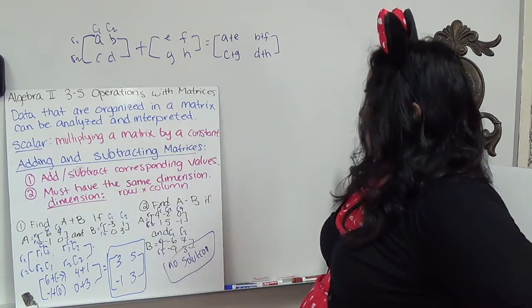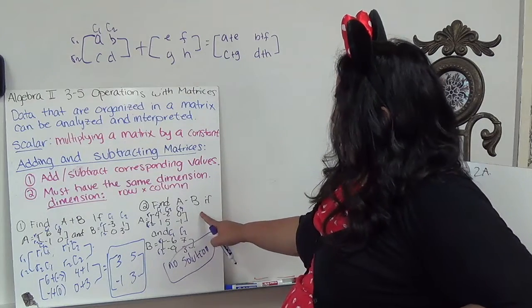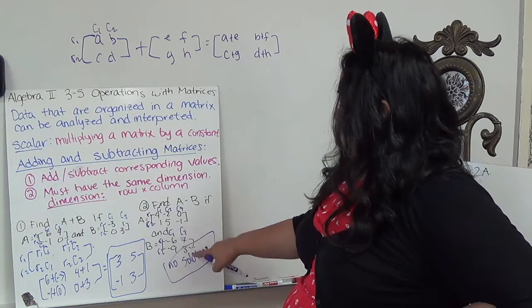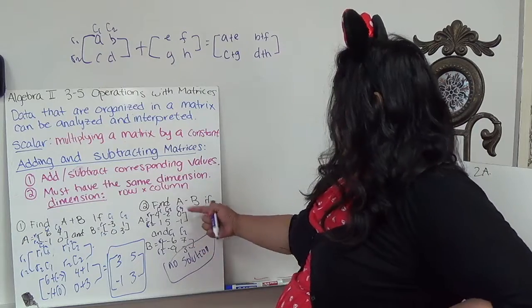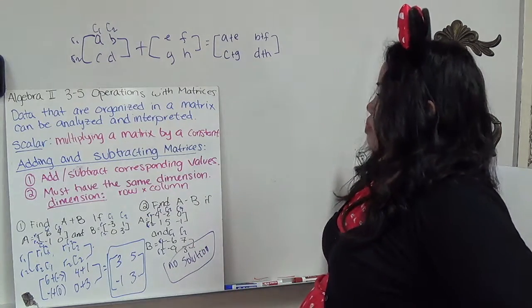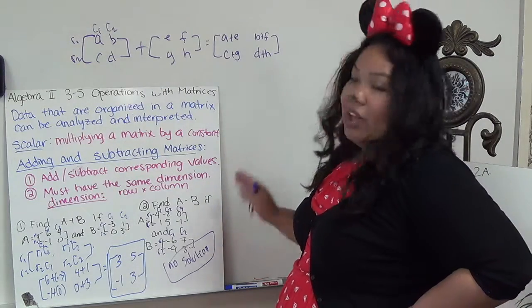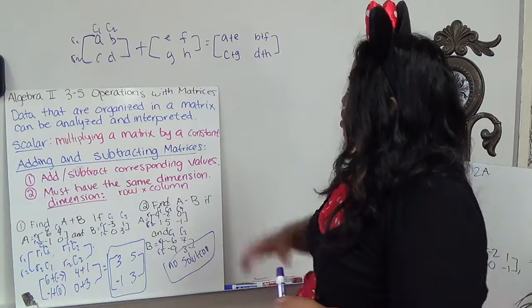Okay? Because, one more time, they're not the same dimensions. I have an extra column here than this, so by the time I get to column 3, I have no corresponding parts to add or subtract. So go ahead and write this down. I have a few more examples.